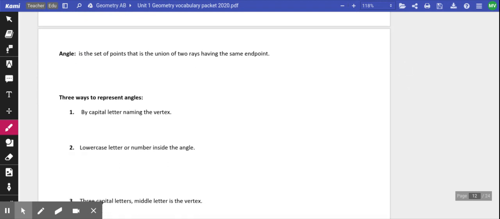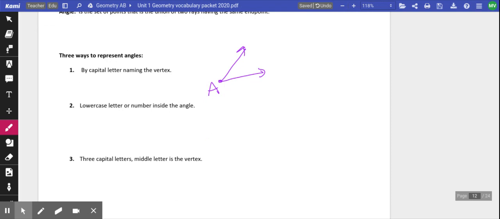An angle is the set of all points that is the union of two rays having the same endpoint. So an angle is an angle, and we can name an angle 3 different ways. So I can name it by a capital letter where the point is the vertex. I can name it with a lowercase letter inside or a number inside. So that's angle A up there. This would be angle A or angle 1.